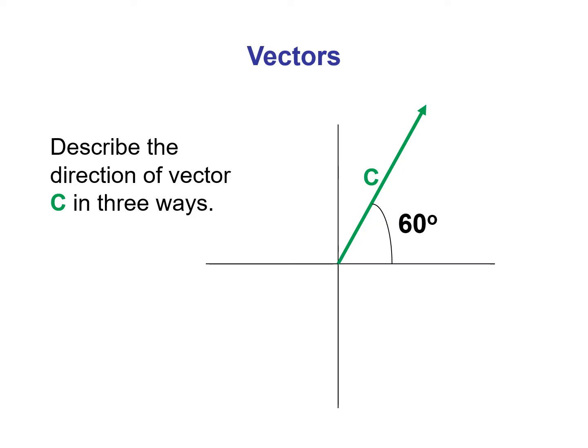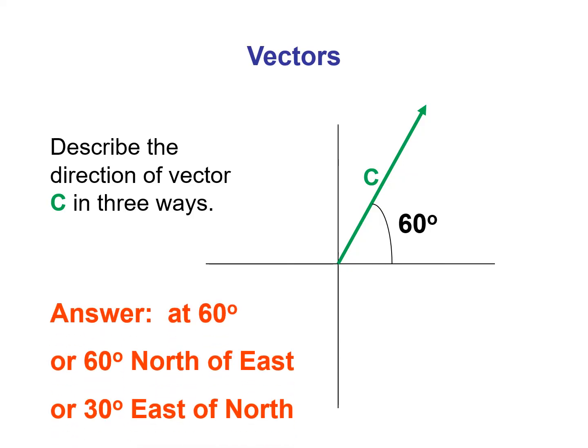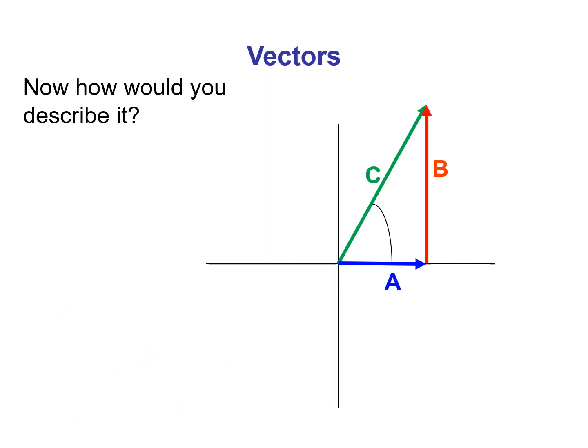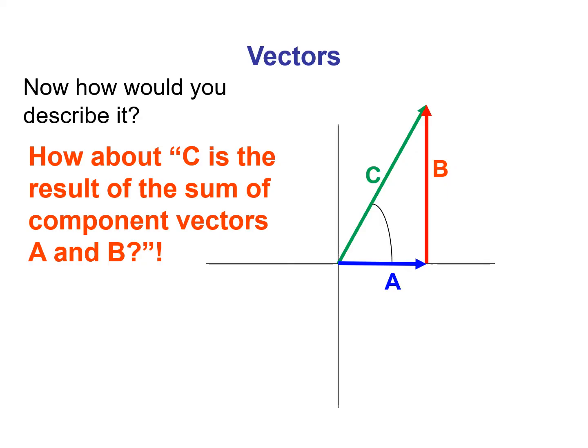Obviously, you could say that C is at an angle of 60 degrees, but you could also equally say things like it is 60 degrees north of east, or 30 degrees east of north. Or you could say something a little more qualitatively, like C is headed up toward the right-hand side of the page at an angle of 60. But what if I gave you this diagram of vector C? Now, how would you describe it? How about this? C is the result of the sum of component vectors A and B.